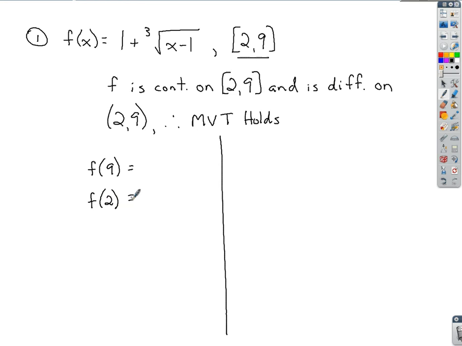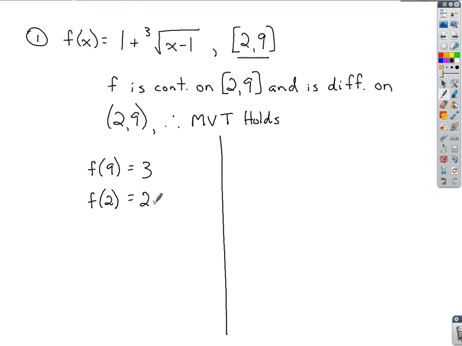So here, if we take 9 and plug back into the original function, we'll have the cube root of 9 minus 1, so the cube root of 8, which would be 2, add on 1. F of 9 would be 3. If we plug in 2, we'd have the cube root of 2 minus 1, the cube root of 1, which is 1, add on 1, we'd have 2.